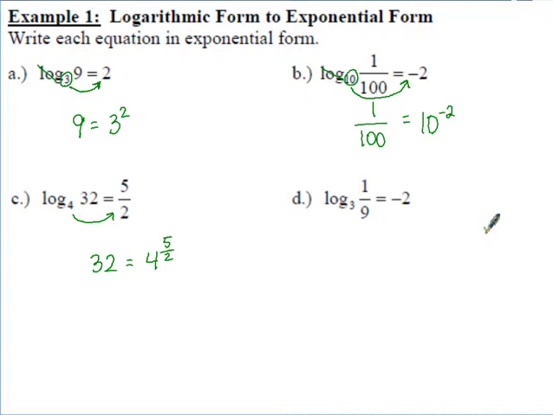Now, is 4 to the 5 halves equal 32? I don't know. 4 can be rewritten as a 2 squared, correct? So what happens with the square and the 2 on the outside? Cancel, just stop.